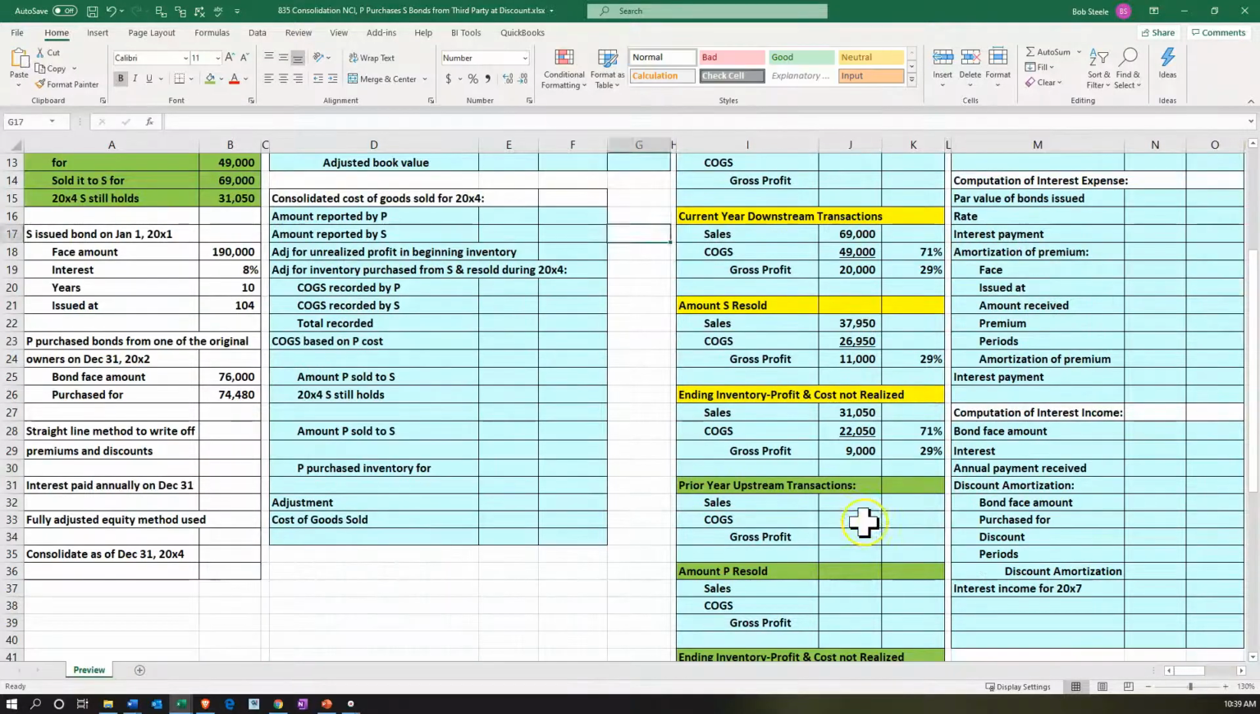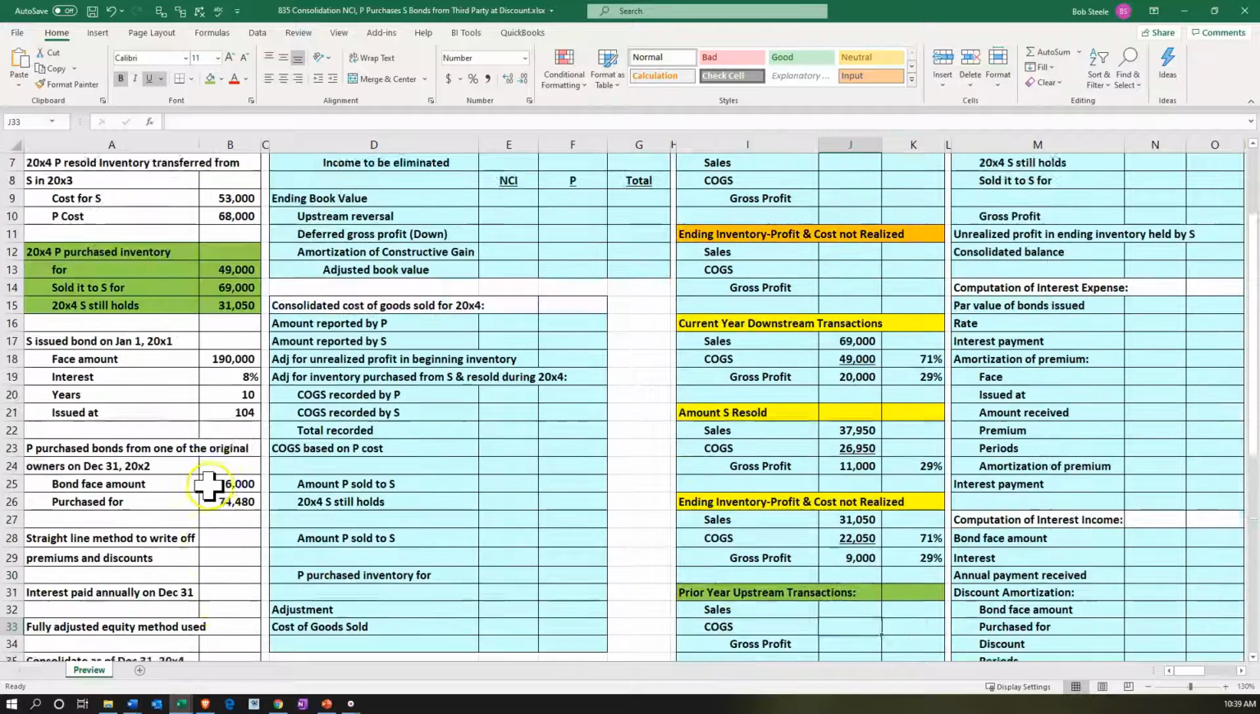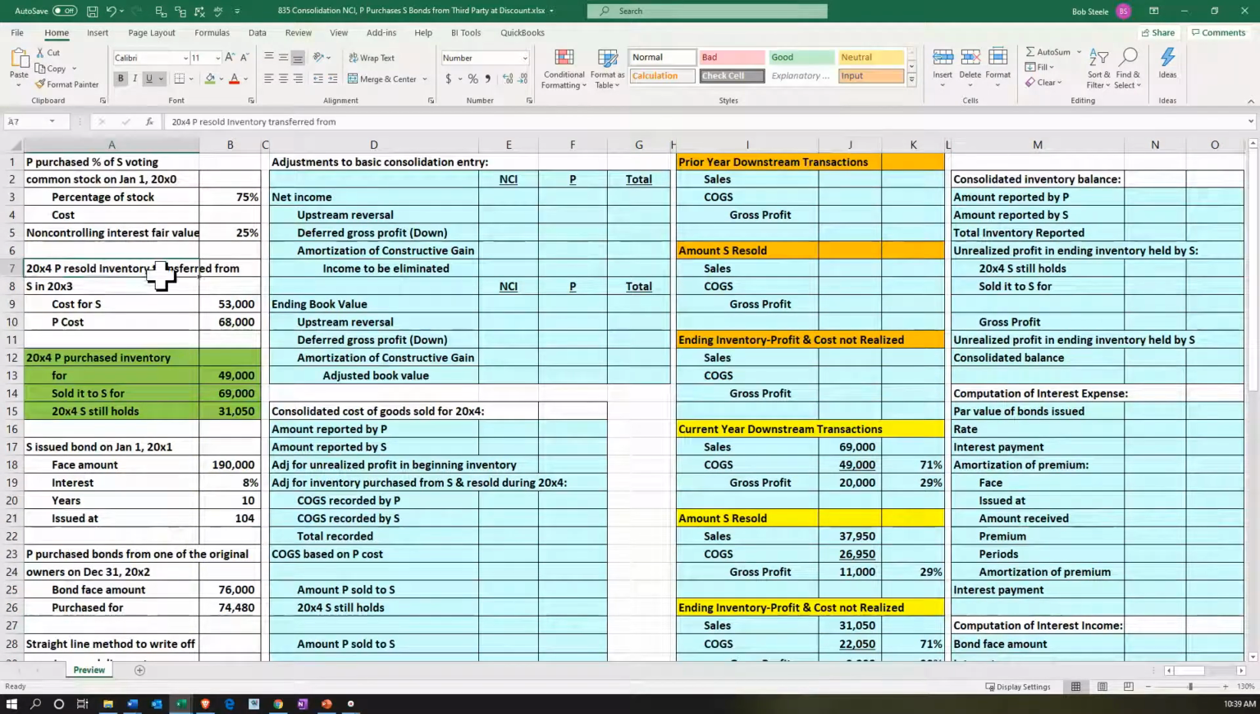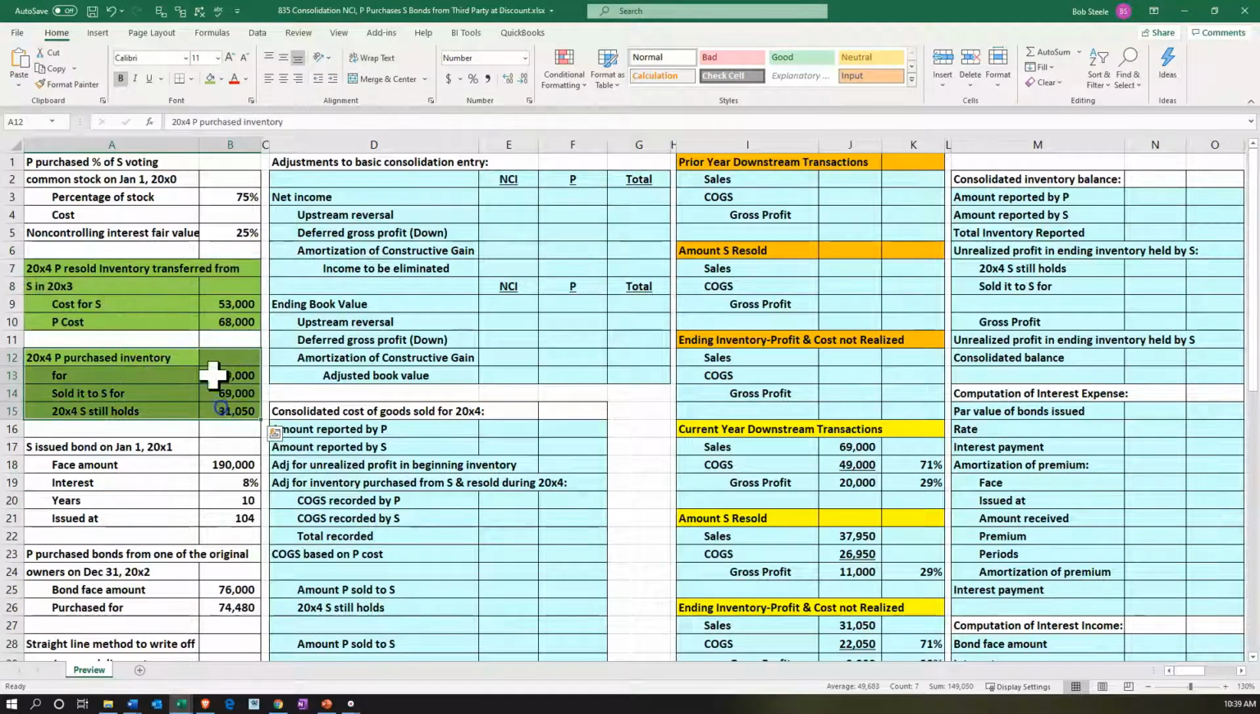Now we also have a prior year upstream transaction, and so I'm going to simplify this one. That's going to be this up top. So, all right, let's highlight this one. I'll make it green, and I'll keep them both green. So in 2000X4, P resold inventory transferred from S in 2000X3. So this went from S to P. So it's going to be an upstream transaction in this case.